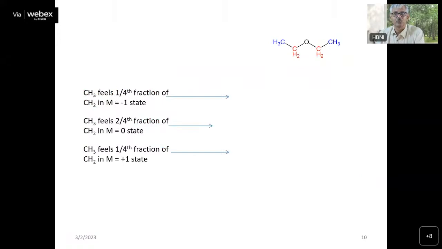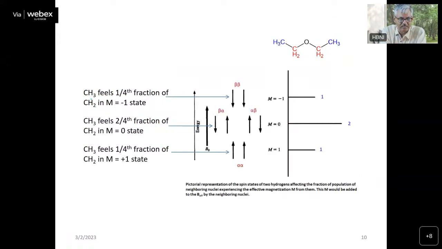Now you can see the CH3 feels 1/4 fraction of CH2 in the M = -1 state. There are 4 possible arrangements, so it is 2/4 with M equal to 0, and 1/4 with M equal to +1. When there is no effect, that gives you the delta value or chemical shift value, because there is no effect of B effective; it is the same as what you get during the chemical shift. There is no further change. Whereas in M = +1 the field is added, in M = -1 the field is subtracted, a small amount that is coming from the nucleus and is independent of the magnetic field.